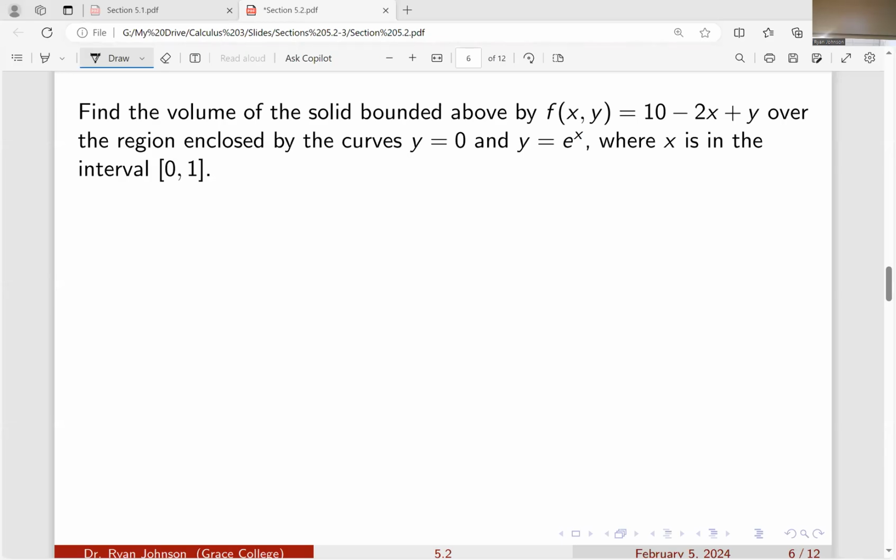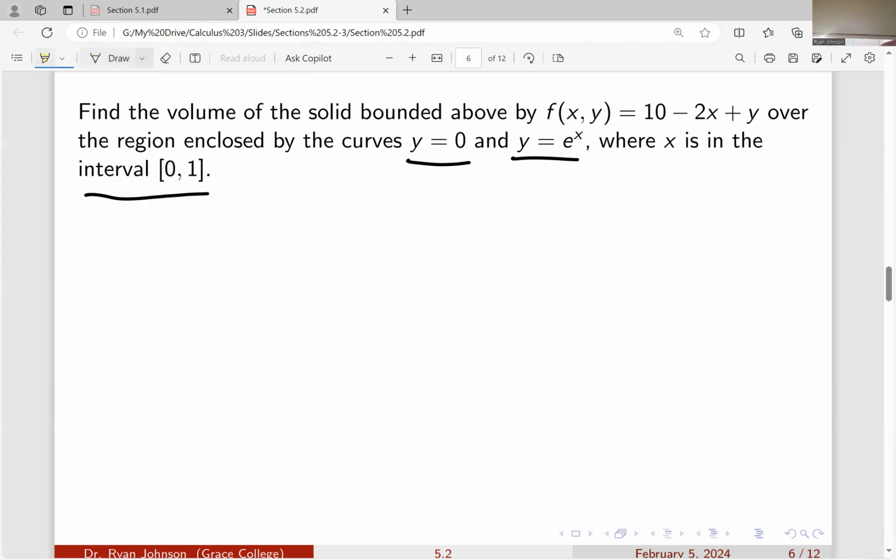For this next example, I'm going to find the volume of the solid bounded above by f of x, y equals 10 minus 2x plus y, and the region enclosed by the curves y equals 0 and y equals e to the x, where x is in the interval 0 to 1. So let me just highlight different things.